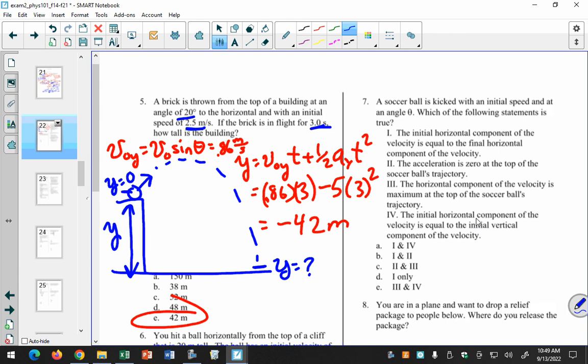They're good questions. Right, the initial horizontal component of the velocity is equal to the final horizontal component of the velocity. True or not true? That's true. Doesn't change. So the initial is the same as the final, the x component. The acceleration is 0 at the top of the soccer ball's trajectory. No, it's equal to -10. It's always -10. Well, so that's not correct. Not true. The horizontal component is maximum at the top.